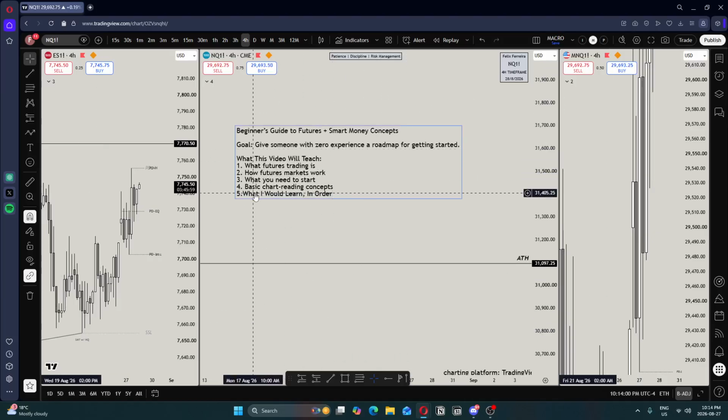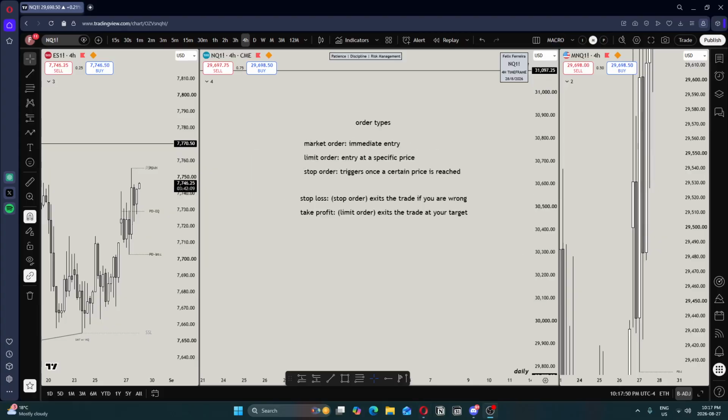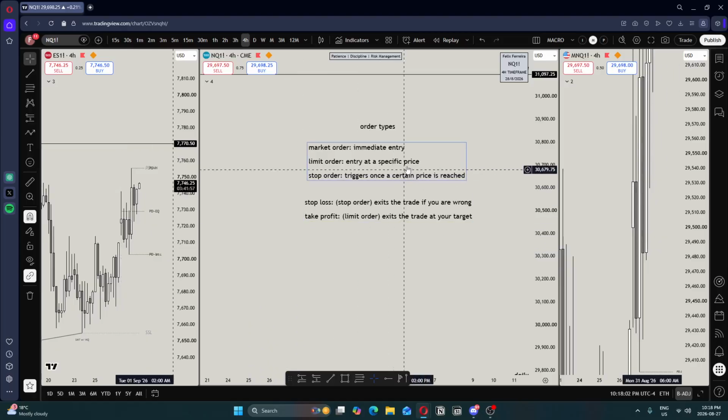All right, moving on now to basic chart reading concepts. So in terms of order types, there's 3 main order types, and then these two are related. First is a market order. Market order refers to an immediate entry. When you buy or sell at market, that means you are entering at the nearest available price, which you could get filled at.